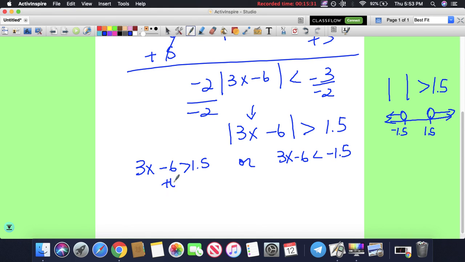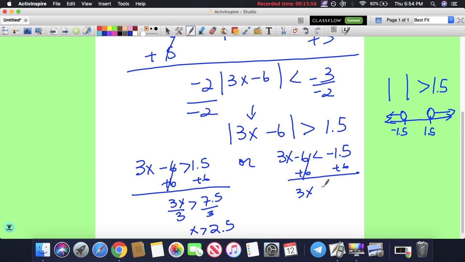Let's see. So plus 6, 3x is greater than 7.5. We're going to divide by 3, and x is going to be greater than 7.5 divided by 3, which is 2.5. And then here we're going to get plus 6, and we're going to get 3x is less than, what's negative 1.5 plus 6? It's 4.5, yes. And then we're going to divide this by 3, divide by 3, and x is going to be less than 1.5.